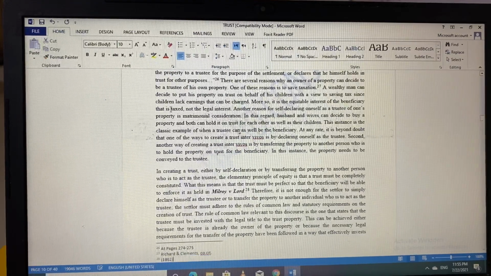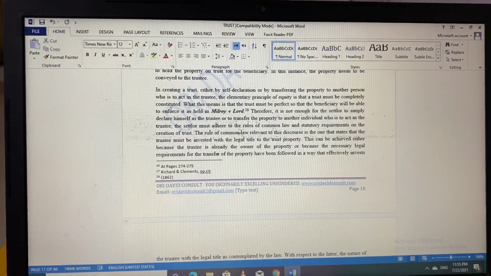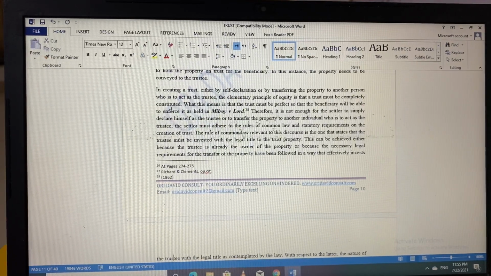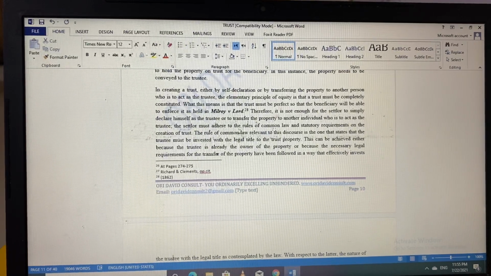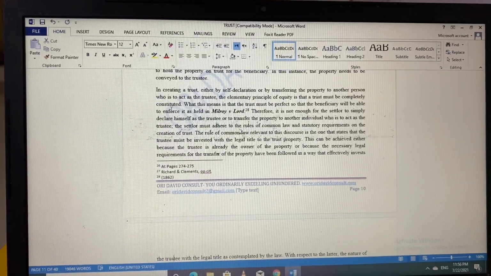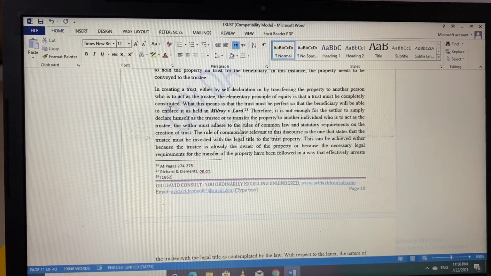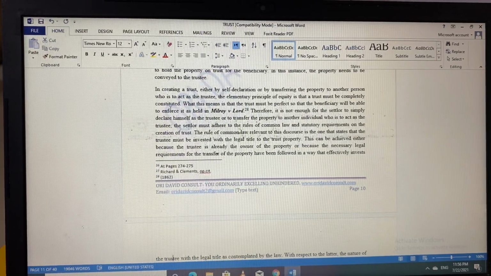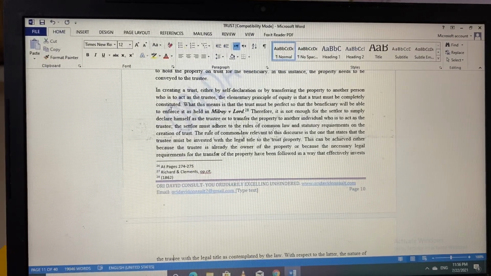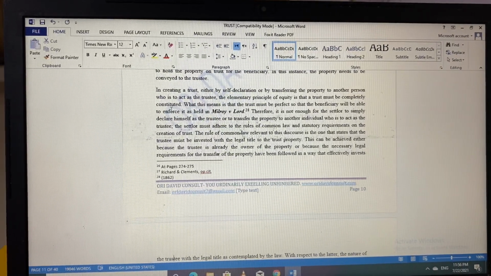Now, whether it is self-declaration of trust, whether it is that you're transferring it to another individual, one thing the law says is when you want to create a trust, either by self-declaration or by transferring the property to another person that is to act as a trustee, the law says that the trust must be completely constituted. So this expression, completely constituting a trust, is the cornerstone of our analysis for today. The question is, what does it mean to completely constitute a trust? Another question we may also be attempting to supply an answer to is, how do you completely constitute a trust?